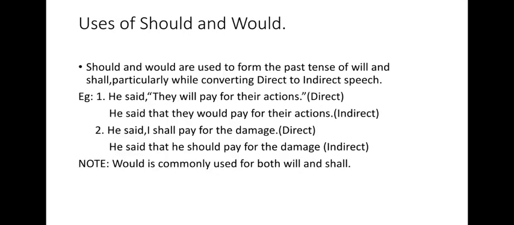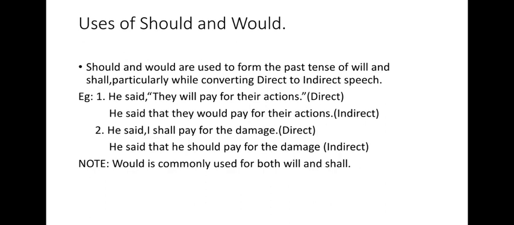Now we would see the uses of should and would. This one you will find on page number 59. Should and would are used to form the past tense of will and shall. So here, should is the past tense of shall and would is the past tense of will. And this is used particularly when we are converting direct speech to indirect speech.